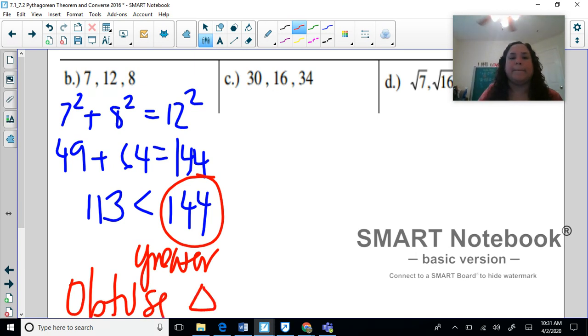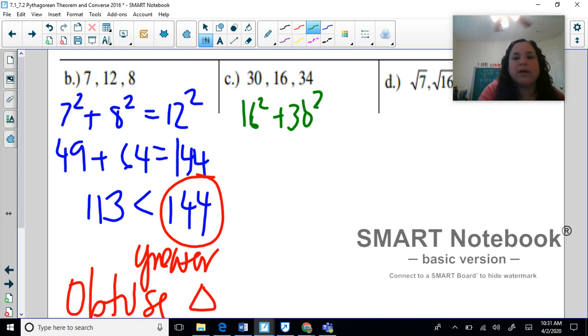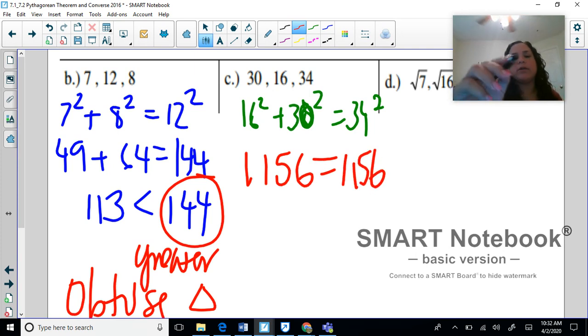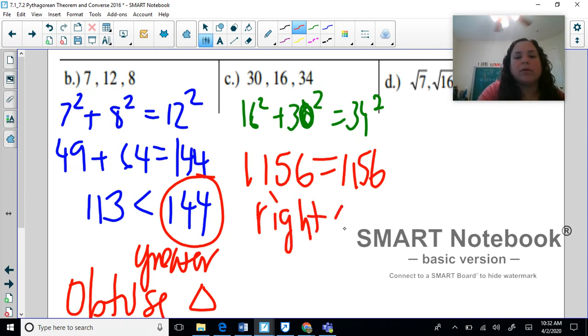Okay? In example C, we're just going to do the same process. 16 squared plus 30 squared equals 34 squared. Sorry, this is a 30, right? When we square and add, we get 1,156. When we square 34, we get 1,156. In this case, both the left side and the right side are equal. So here we're going to say we have a right triangle. Okay.